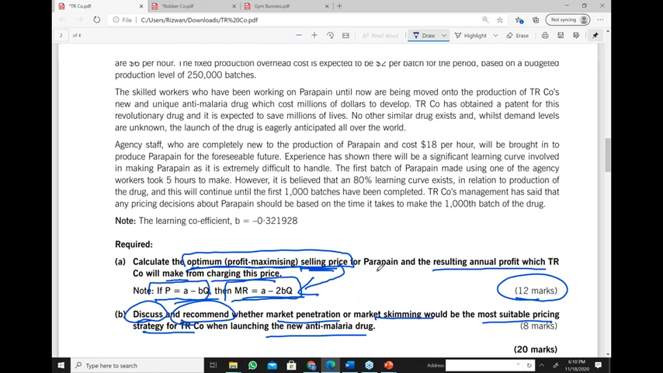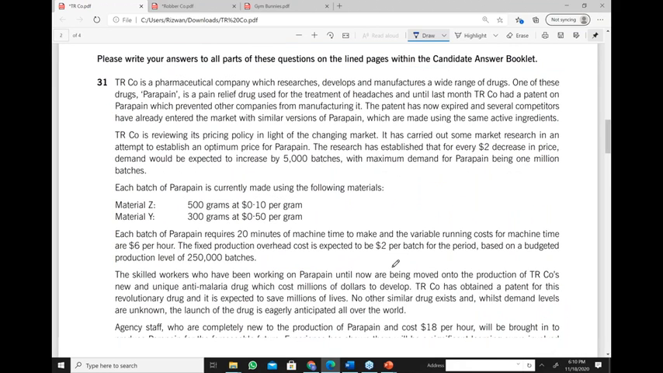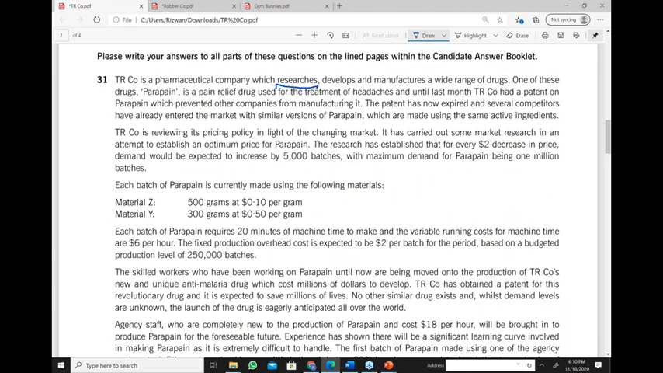It's a very good question. Tested in 2017. TR Company is a pharmaceutical company which researches, develops, and manufactures a wide range of drugs. Some of these drugs, Parapain, is a pain relief drug used for treatment of headaches, and until last month, TR Company had a patent on Parapain, which prevented other companies from manufacturing it. Like a Panadol, right? In Pakistan, it's very famous. Panadol, right? Pakistani students, is it true?